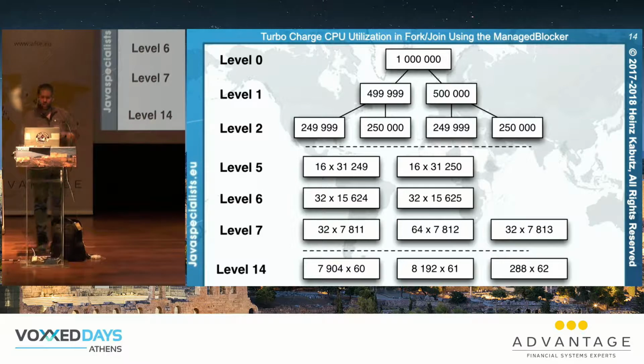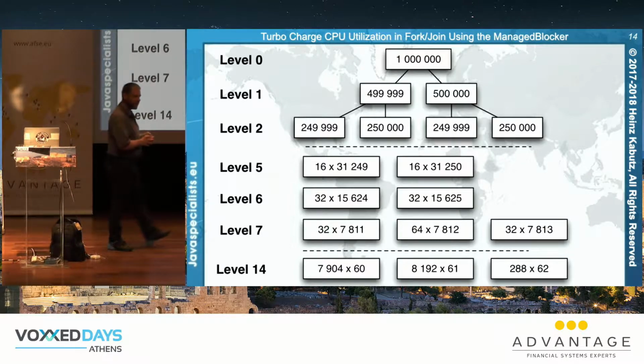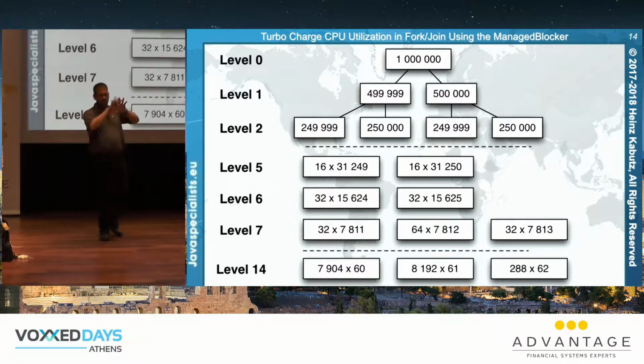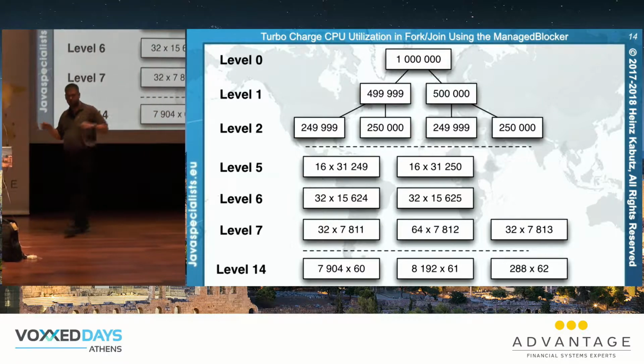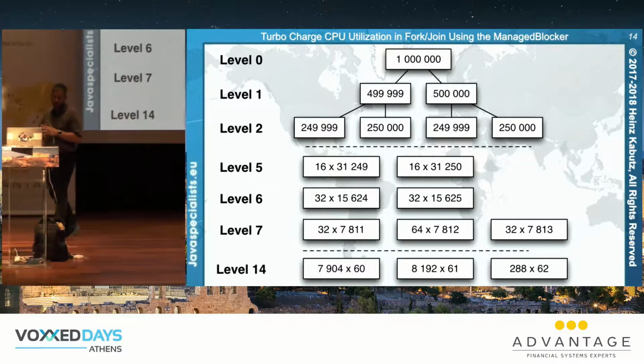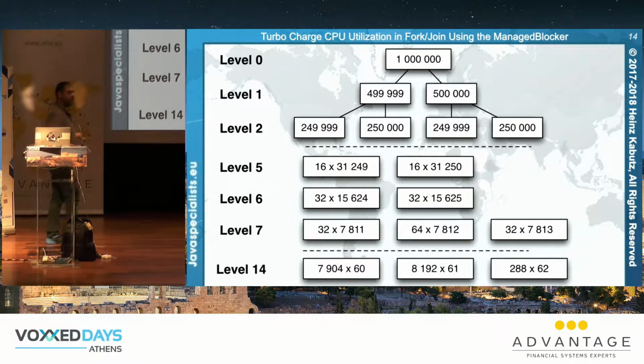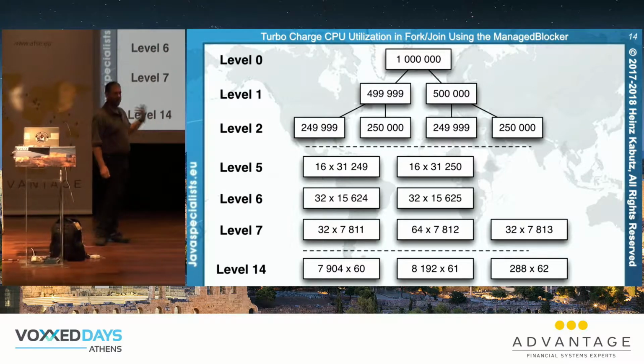Now, one of the interesting things here is that we are actually calculating the same numbers down the two search paths, search trees. So you can see here that I'm working out, for example, Fibonacci 250,000. If I want to work out Fibonacci 1 million, I'm going to work out Fibonacci 250,000 twice.